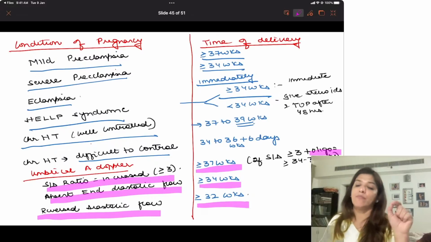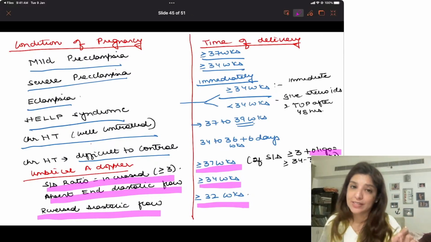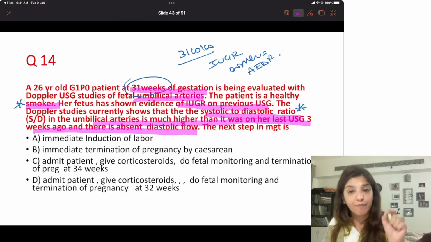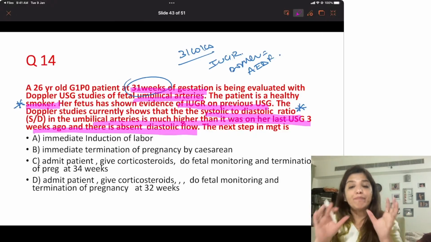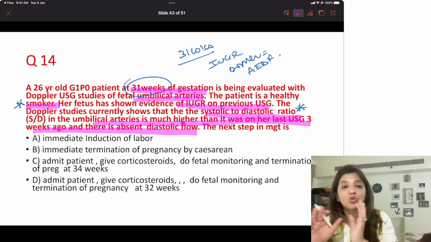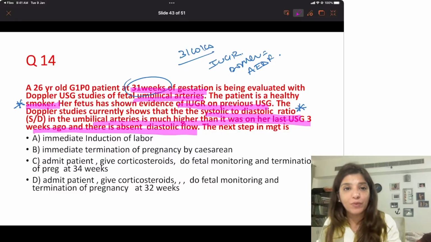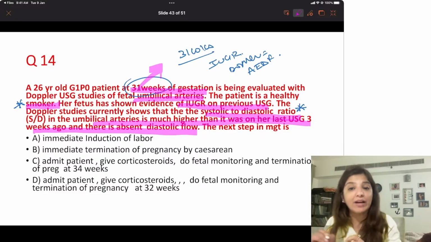Reversed diastolic flow, time of delivery 32 weeks. Now, please remember that if you are having absent end diastolic flow and the patient is not at 34 weeks, you have to terminate pregnancy at 34 weeks. Now, over here, the patient is 31 weeks.